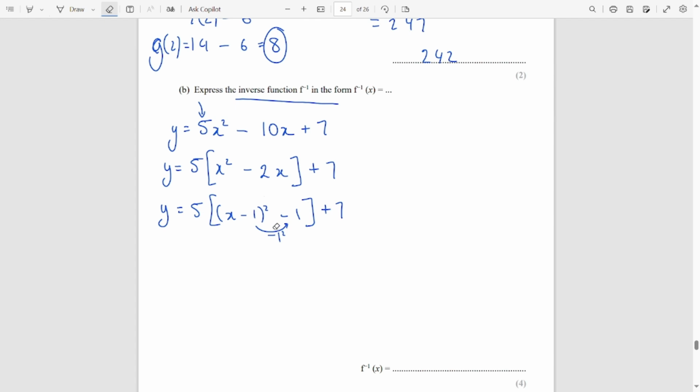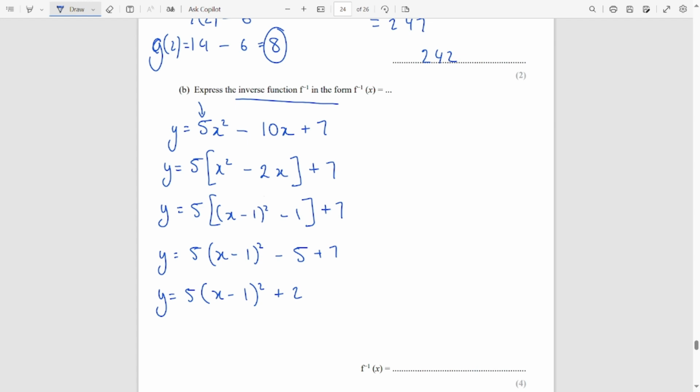Okay, now we've kind of done the completing the square part, but I have something that looks a little bit untidy. What I want to do is expand out these square brackets. So I'm going to say y is 5, x minus 1, all squared, minus 5, and then that plus 7 is still on the end. Now we can collect together the minus 5 and the plus 7. So y is 5, x minus 1, all squared, minus 5 plus 7 is plus 2.